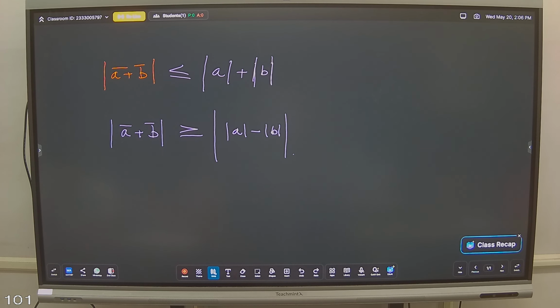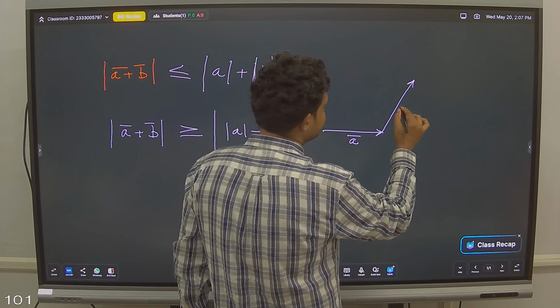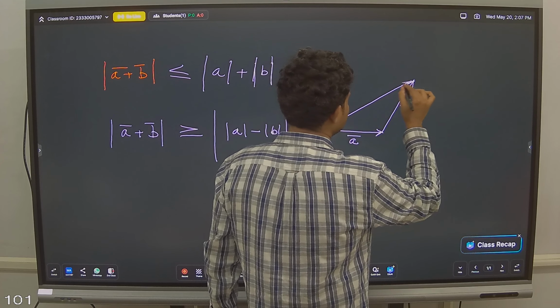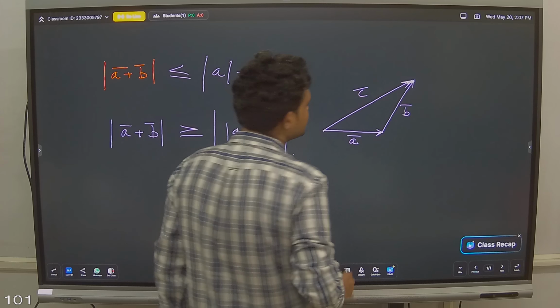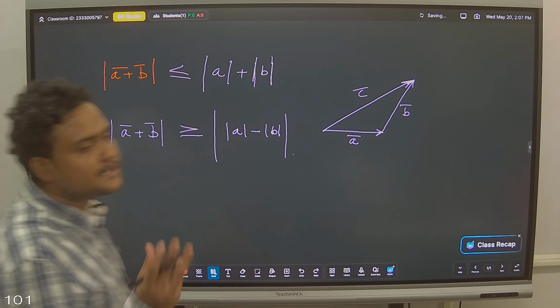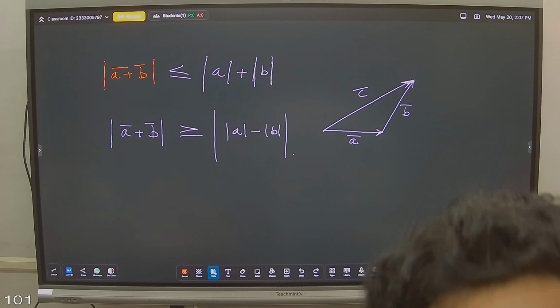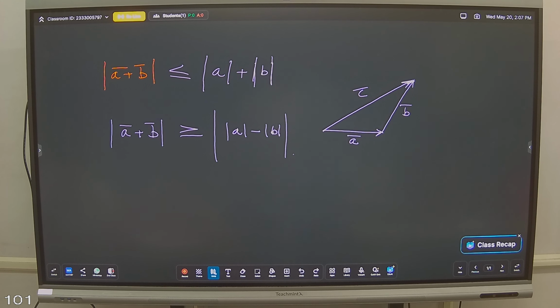So let me ask you a question. If I have three vectors which form sides of a triangle, this is vector A, this is vector B, this is vector C. What can you say about these three vectors? Can you say something about the moduli of these vectors? Can you tell me some inequality between the moduli of these vectors?